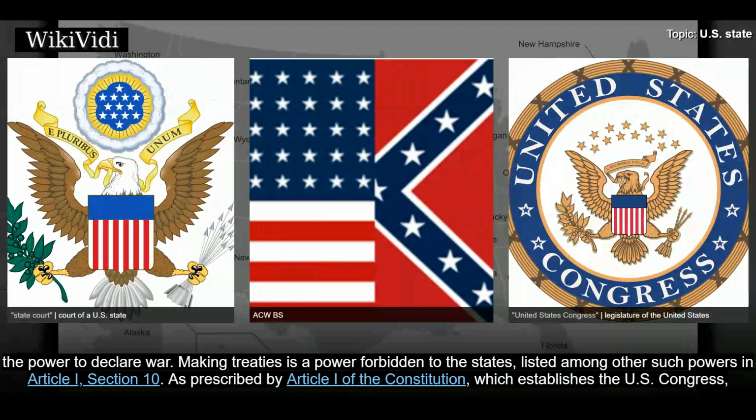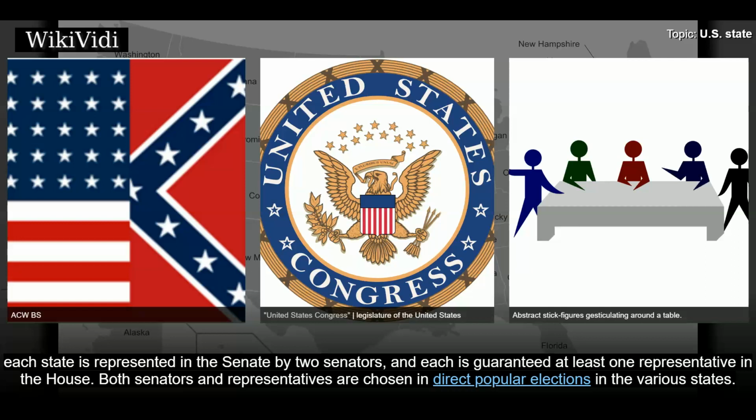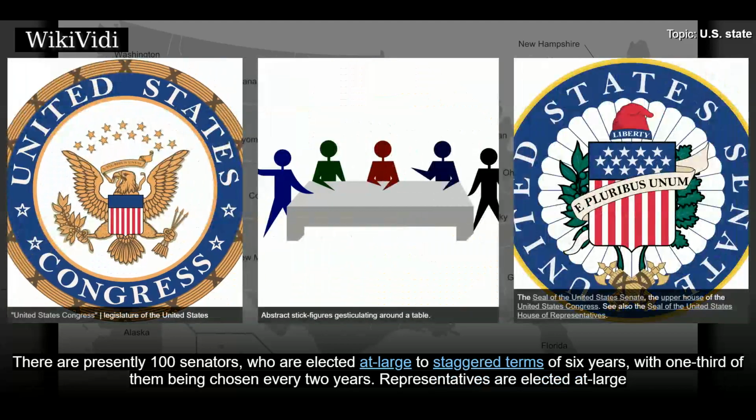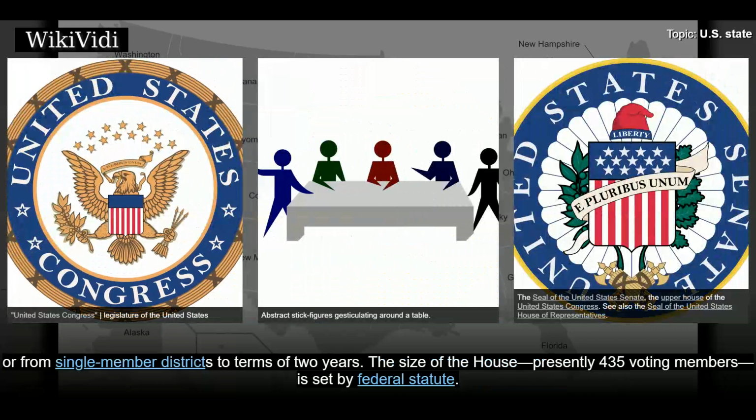As prescribed by Article I of the Constitution, which establishes the U.S. Congress, each state is represented in the Senate by 2 senators, and each is guaranteed at least 1 representative in the House. Both senators and representatives are chosen in direct popular elections in the various states. There are presently 100 senators, who are elected at large to staggered terms of 6 years, with 1/3 of them being chosen every 2 years. Representatives are elected at large, or from single-member districts to terms of 2 years. The size of the House, presently 435 voting members, is set by federal statute.